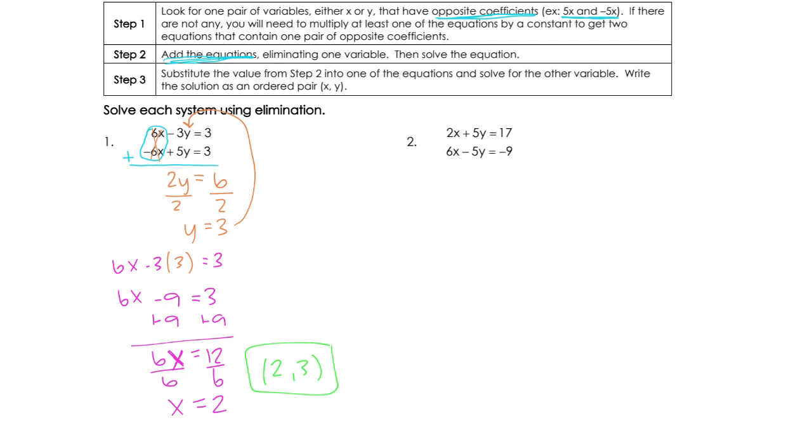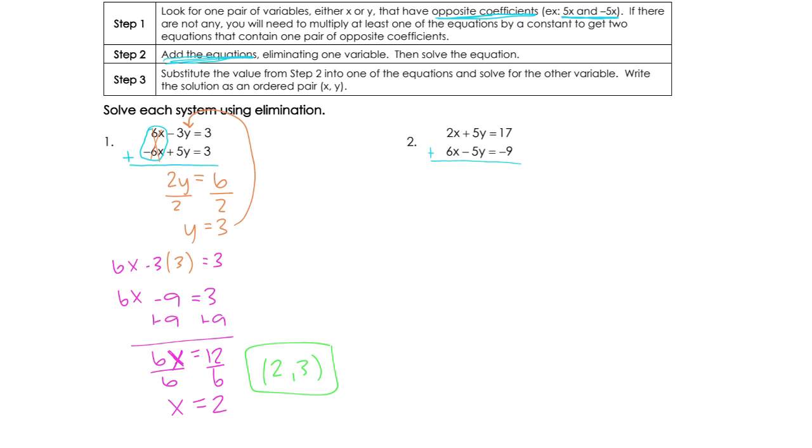So again, the last part of elimination is very similar to substitution. It's just the first part that would be the new idea here. So again, looking at number 2, first question is, do we have opposite coefficients? It could be x or it could be y. So 2x and 6x, those are not opposite coefficients, but I see that 5y and -5y are definitely opposite coefficients.